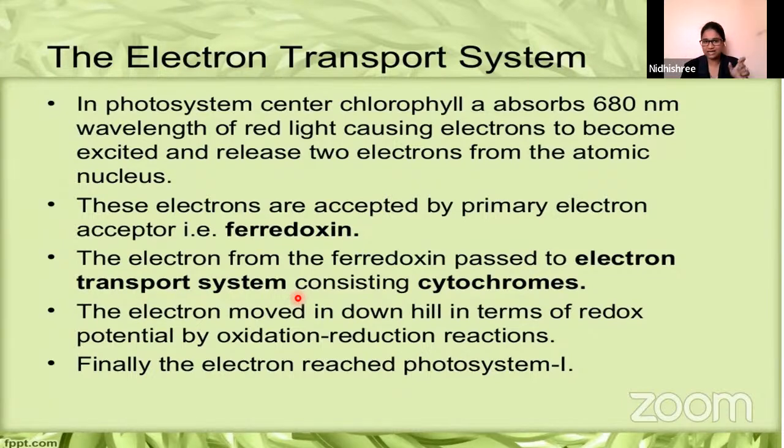I keep repeating when I focus on certain words. You may have observed that when I teach, I say primary electron acceptor, ferredoxin. Why do I do that? So that I can remember it for many days. You should also do like this. You can just repeat it by your mouth, primary electron acceptor ferredoxin, three times or five times. If you do, you can remember it very easily, guys.